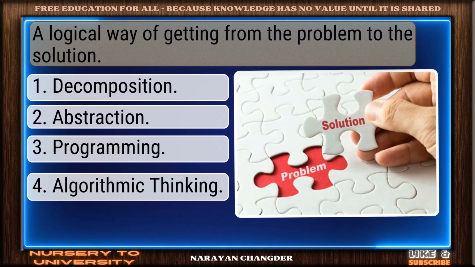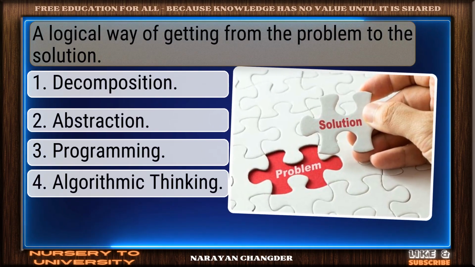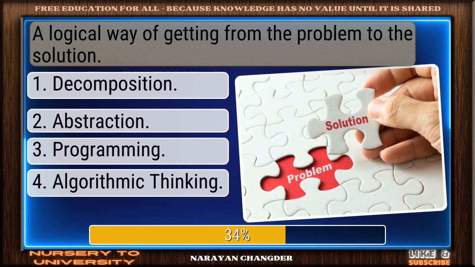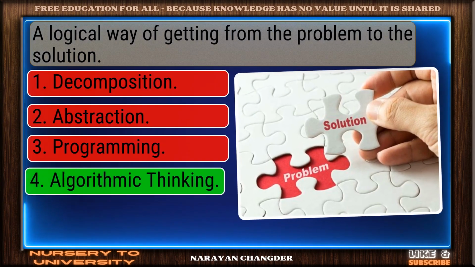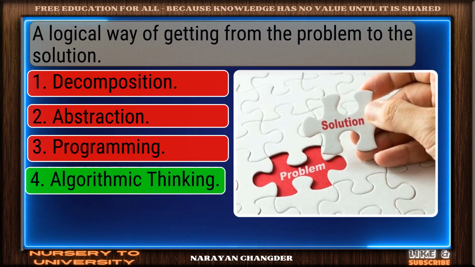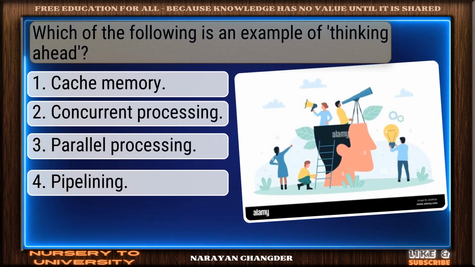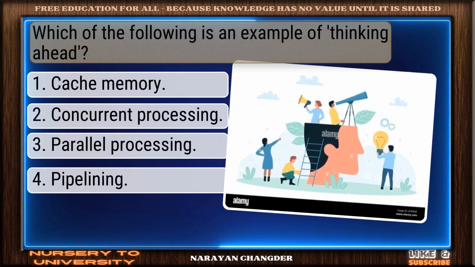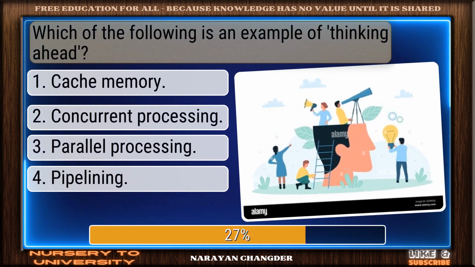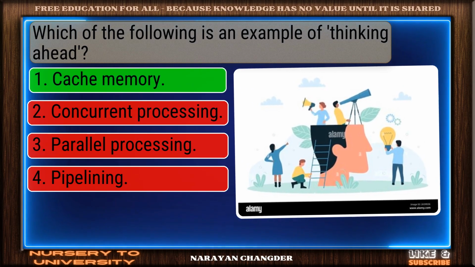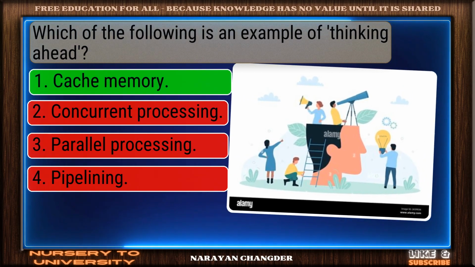Question number 27. A logical way of getting from the problem to the solution. Solid response. Algorithmic thinking is a valid choice. Question number 28. Which of the following is an example of thinking ahead? Perfect. Cache memory is the correct choice.